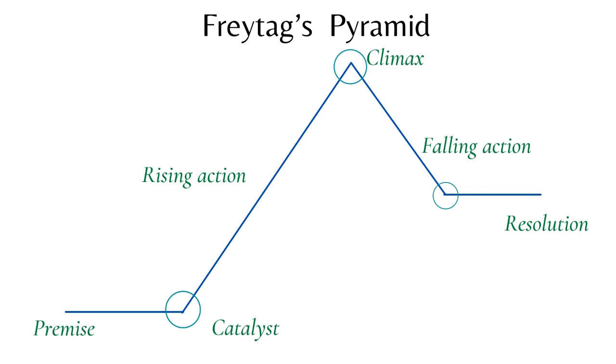During the premise, we said that the premise is the normal for your character, and then the catalyst pushes the story away from that normal. So you make the falling action something that turns the story towards some sort of new normal for your character. But you still have to keep the focus on the climax and everything that happened before.